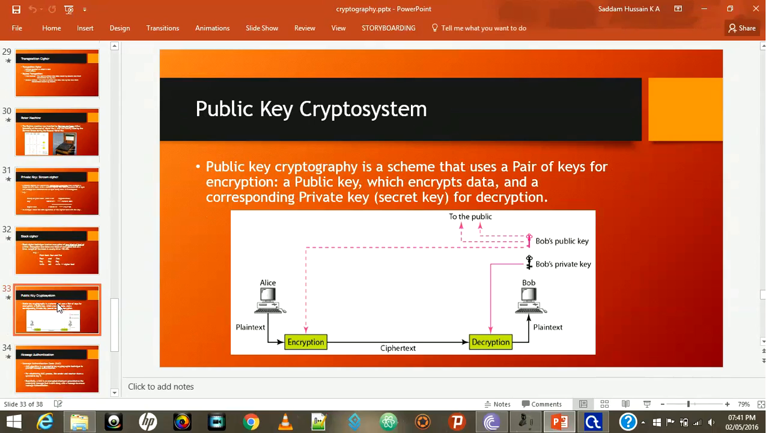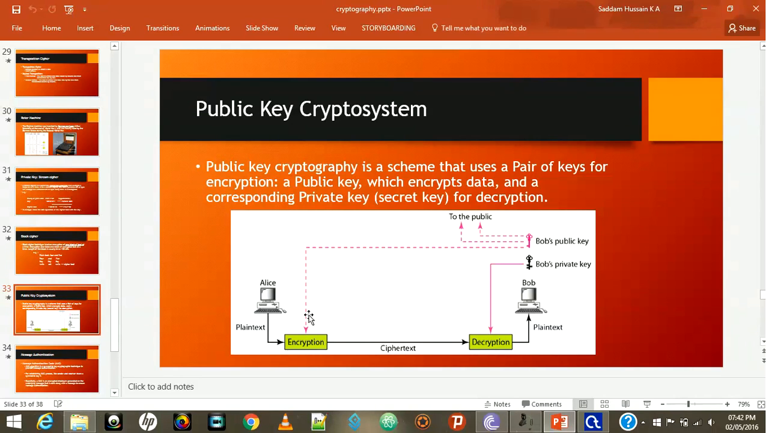Stream cipher, block cipher. Then we have the public key crypto system. Seeing the private key over: in private key we had stream cipher and then block cipher. Now we have the public key crypto system. A public key crypto system is a cryptography scheme that uses a pair of keys for the encryption. As I told earlier, in public key we use a pair of two keys: one is the private key and another one is the public key.